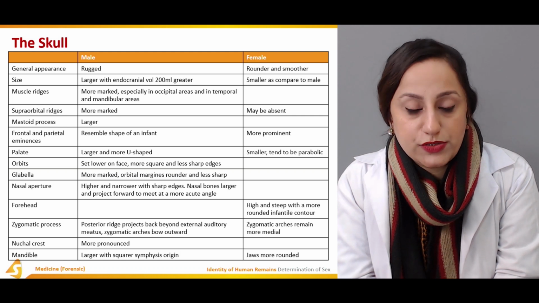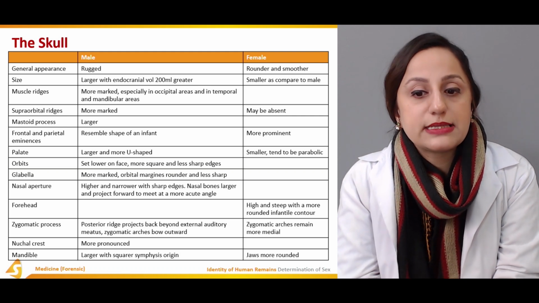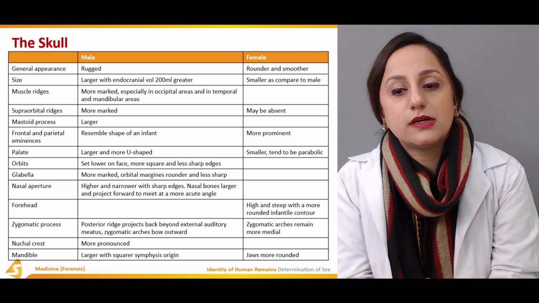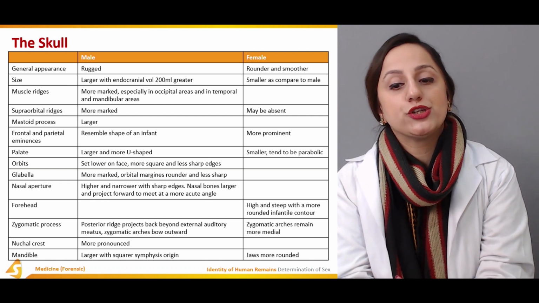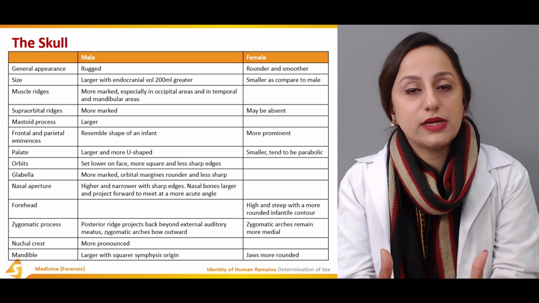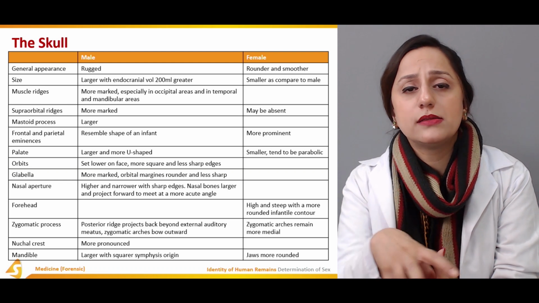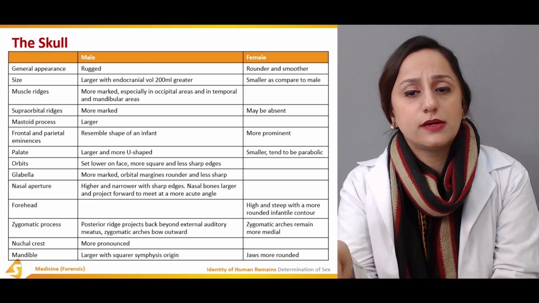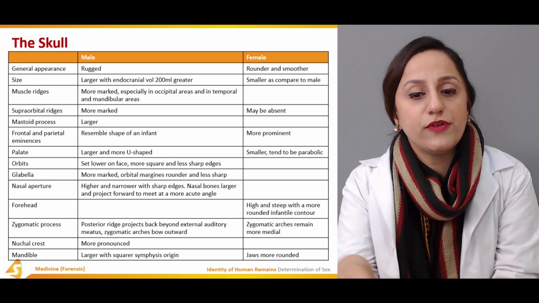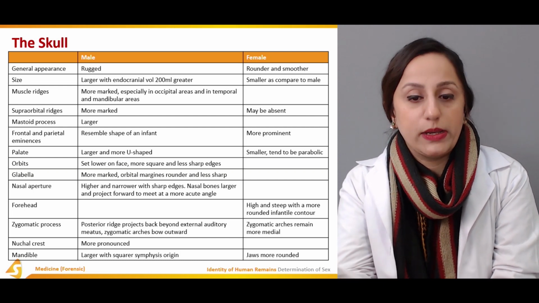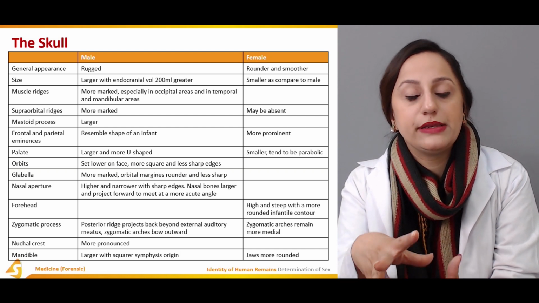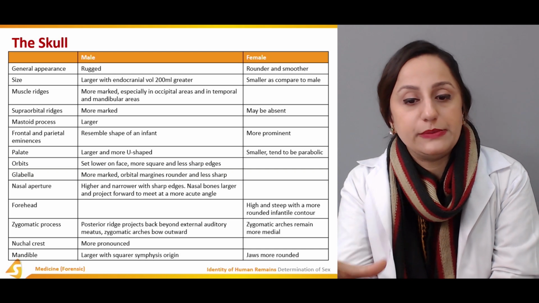When we are talking about the nasal aperture, it is higher and narrower with sharp edges, and the nasal bones are larger and project forward to meet at a more acute angle. So there are particular peculiarities towards males and towards females, and we are dealing with them one by one. Regarding the forehead, it is high and steep in males, with a more rounded infantile contour in females.